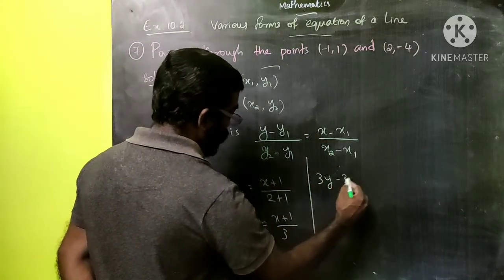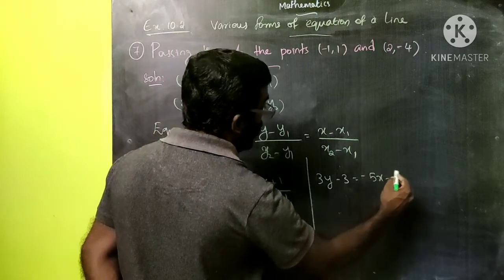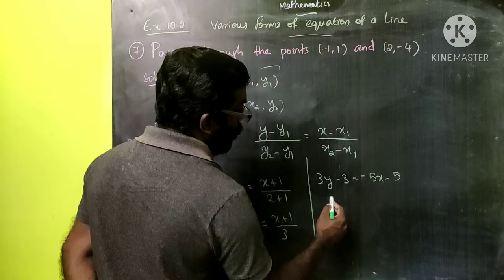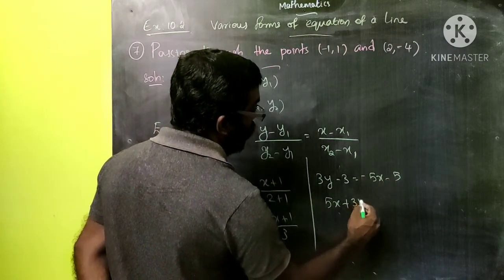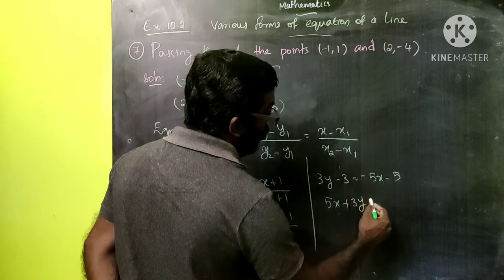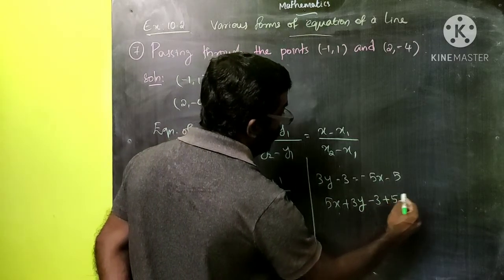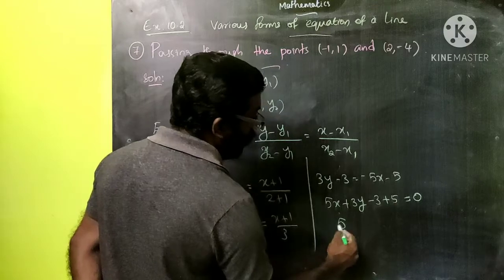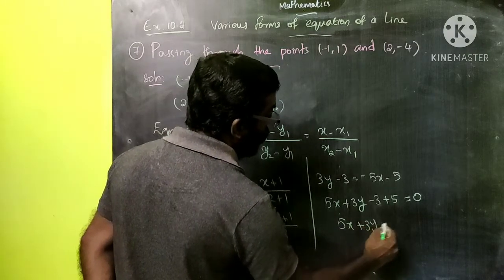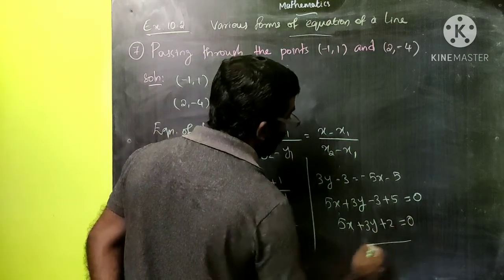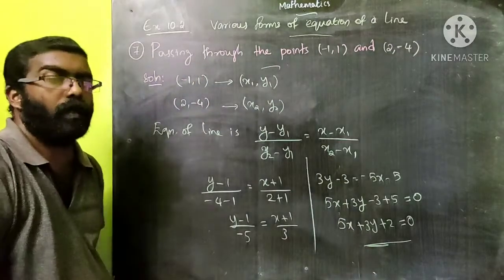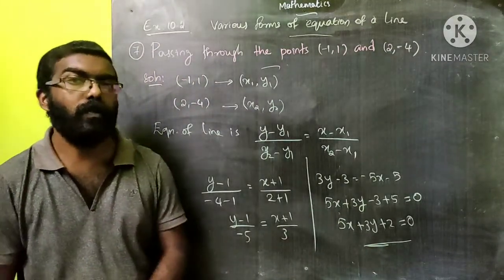3y minus 3 is equal to minus 5x minus 5, or 5x plus 3y minus 3 plus 5 is equal to 0. That is, 5x plus 3y plus 2 is equal to 0, which is the required equation. 5x plus 3y plus 2 is equal to 0.